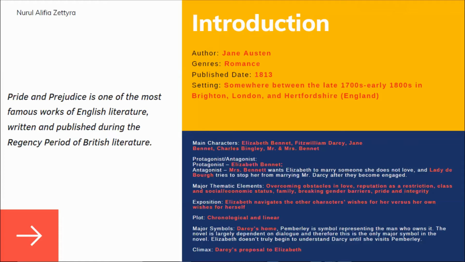The main characters are Elizabeth Bennet, Darcy, Jane, Charles Bingley, and Mr. and Mrs. Bennet. The protagonist is Elizabeth Bennet, and the antagonists are Mrs. Bennet and also Lady Catherine.